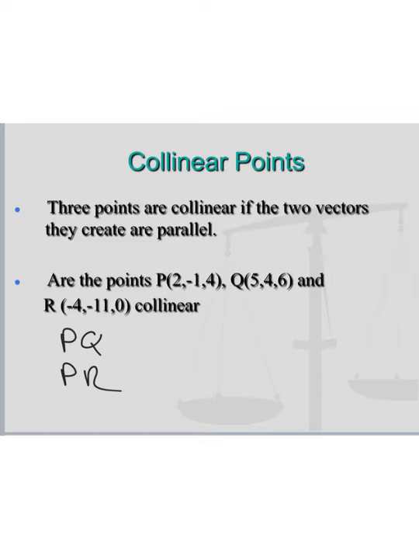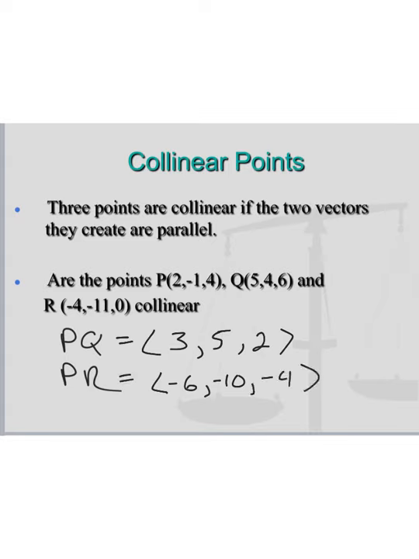For vector PQ, we're going to do Q minus P to find our vector. So we have 5 minus 2, which is 3. 4 minus a negative 1 is 5. And 6 minus 4 is 2. For vector PR, we have negative 4 minus 2, which is negative 6. Negative 11 minus a negative 1, which is negative 10. And then 0 minus 4, which is negative 4.